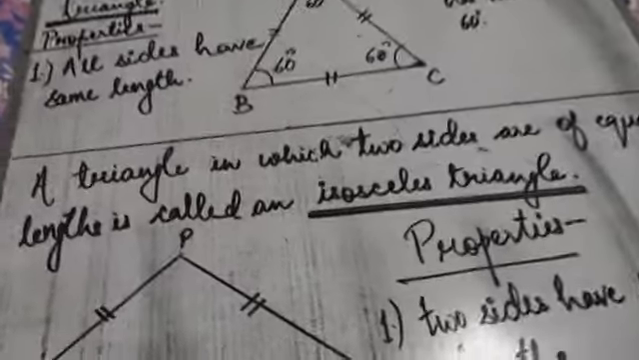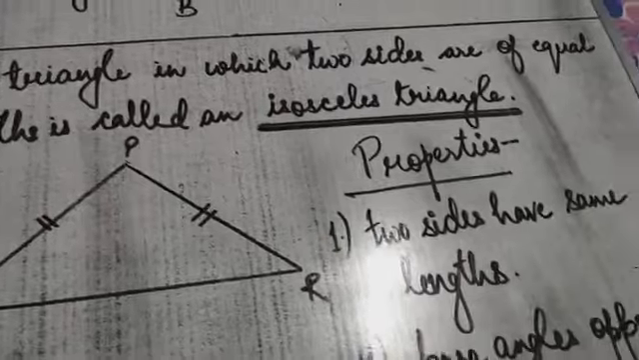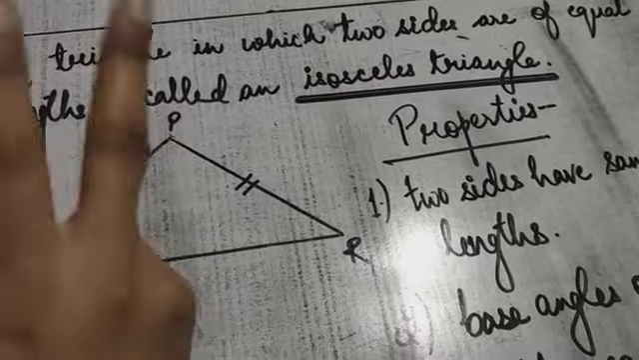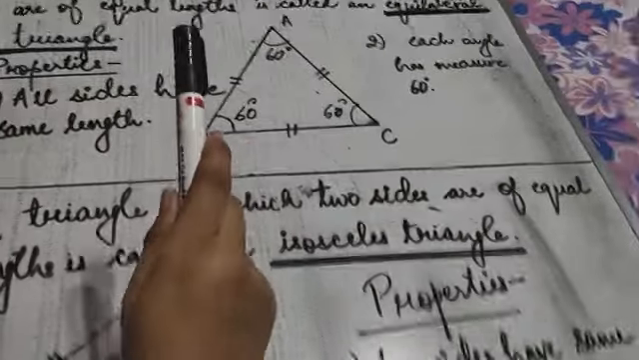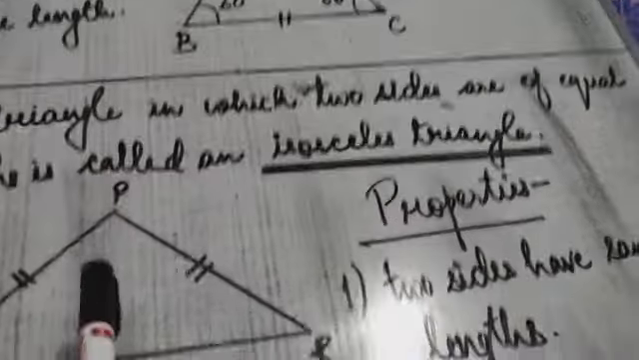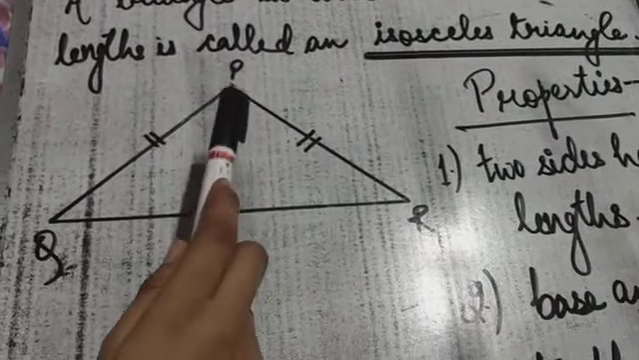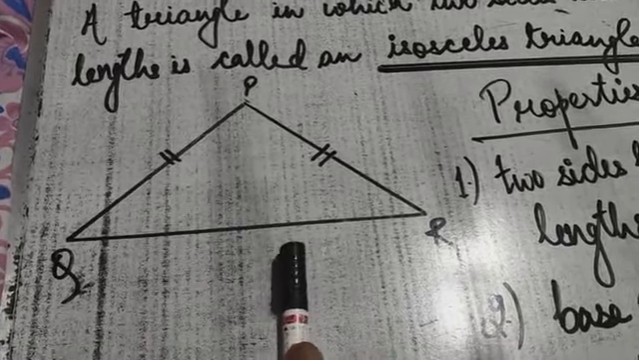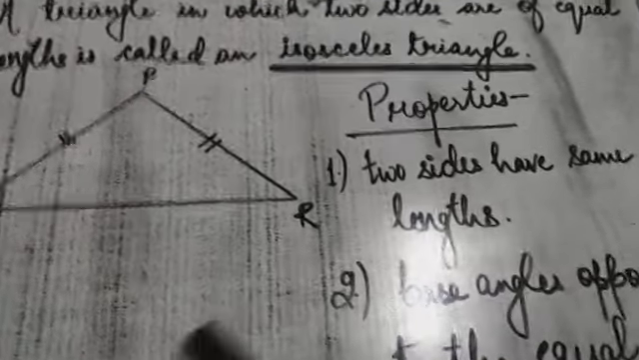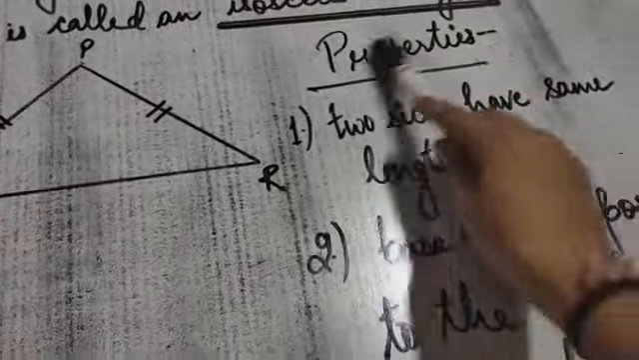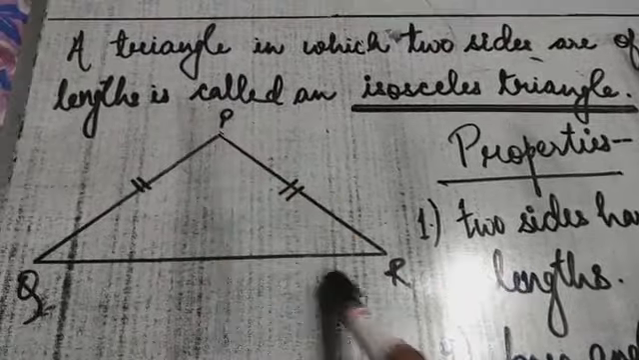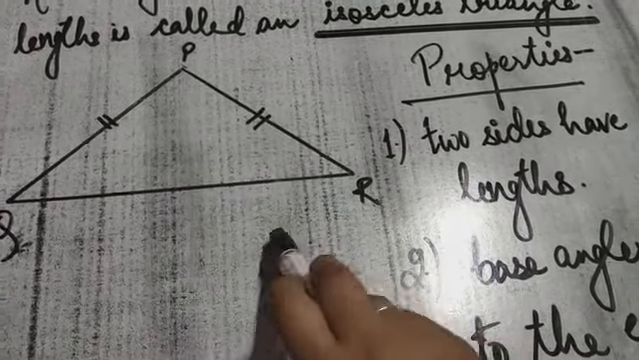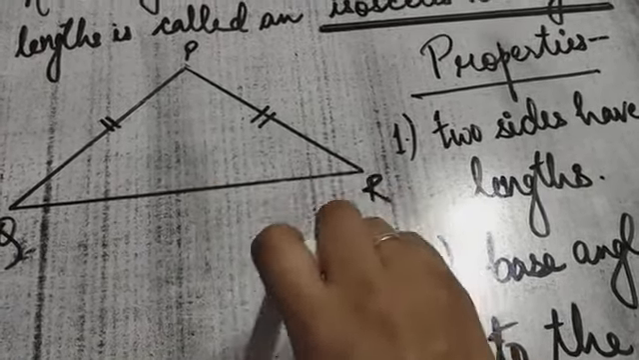Now coming to the second type of triangle, that is the isosceles triangle. A triangle in which two sides are of equal lengths. Only two sides. In an equilateral triangle there were three sides, all the three sides should be equal. In an isosceles triangle there should be two sides of equal length and the third side will be of a different length. This is called an isosceles triangle. Now what are the properties of an isosceles triangle? As you can see in PQR, PQ is equal to PR, but QR is of a different length. So we can say that this is an isosceles triangle.